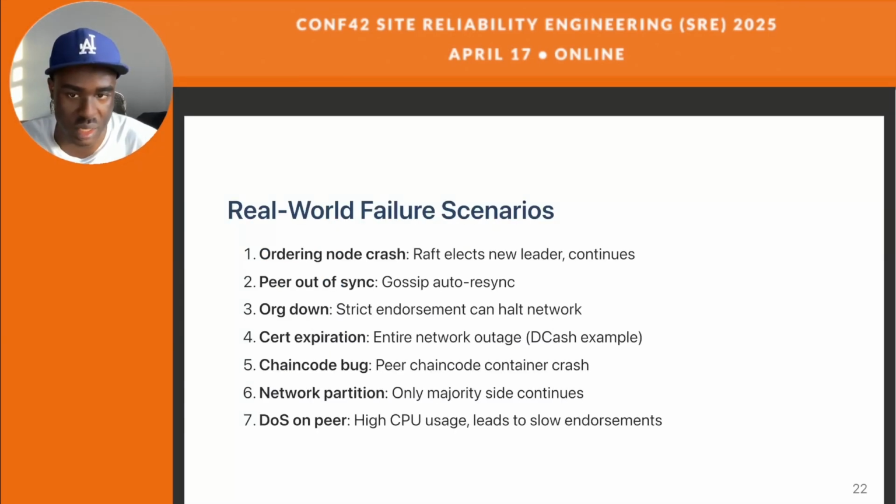Even with all these factors, some things can go wrong. So let's look at some examples. Ordering node crash: Raft would quickly elect a new leader and the network will continue, so this needs no real manual intervention. Peers out of sync: gossip can sometimes automatically catch up, unless there are network failures outside of Fabric. Org down: a strict endorsement policy probably has frozen the network, or we don't have enough organizations.